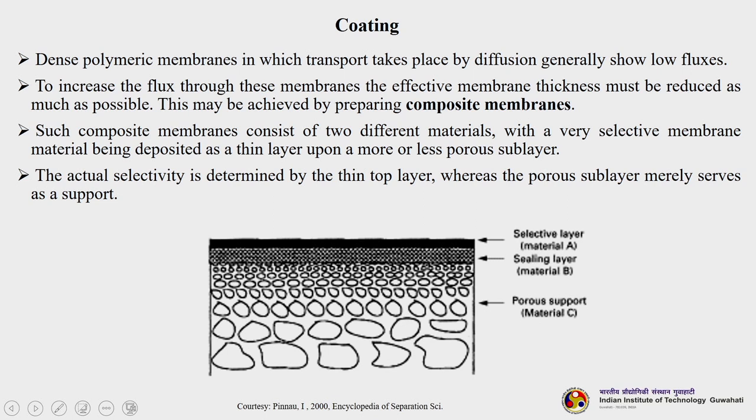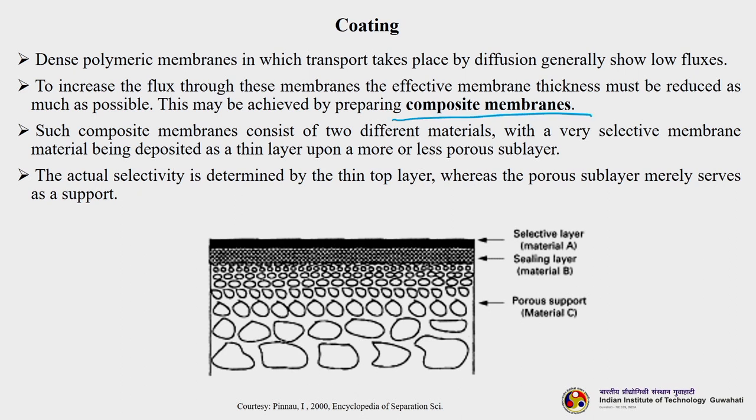Usually, we can prepare dense polymeric membranes in which transport takes place by diffusion, and these generally show low fluxes. To increase the flux through these membranes, the effective membrane thickness must be reduced as much as possible. That is what I was telling a few minutes before also. This may be achieved by preparing composite membranes.